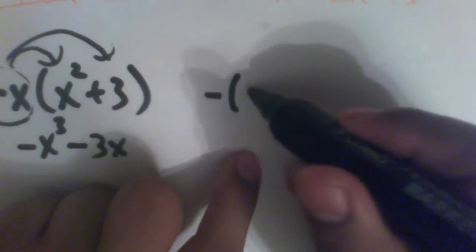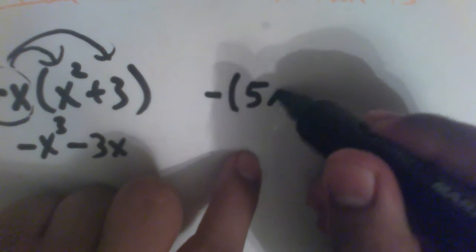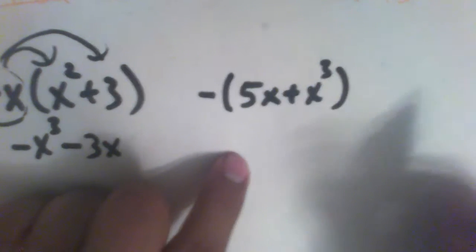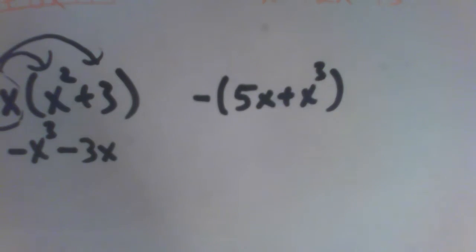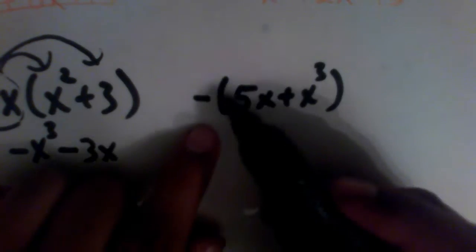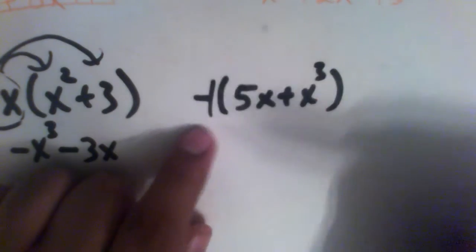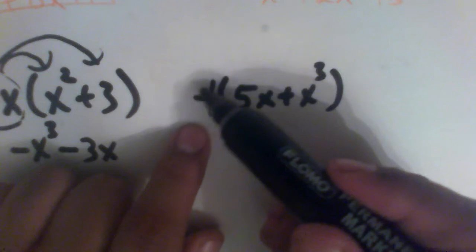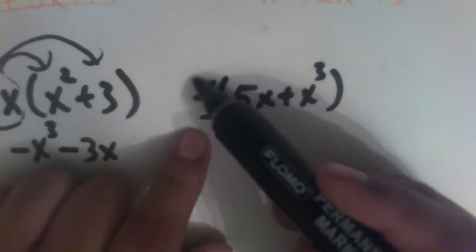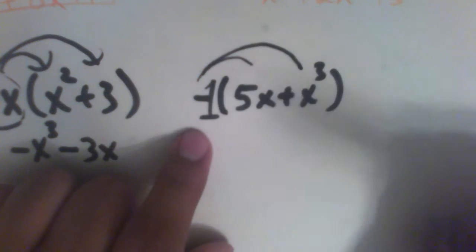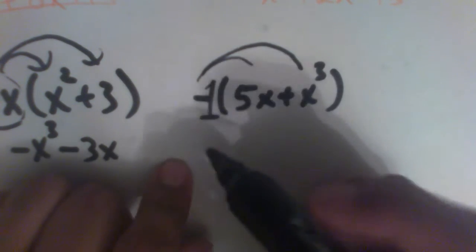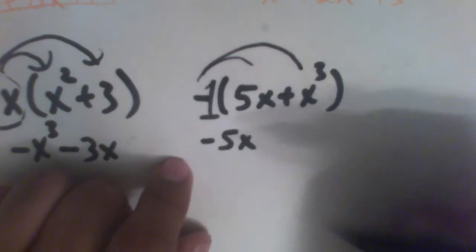Let's do negative times the parentheses 5x plus x cubed. In this case, you might think, oh, I'm not going to use the distributive property. Well, you do, because in front of these parentheses there's a 1, so it's negative 1. We have to distribute this negative 1 onto everything here. So negative 1 times 5x, well, a negative times a positive is going to be negative 5x.